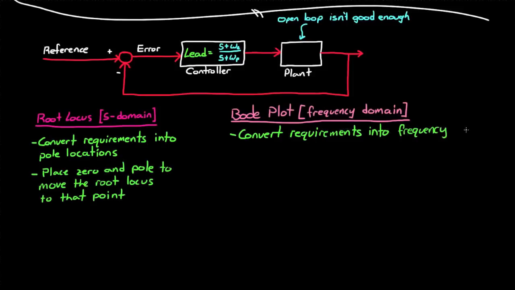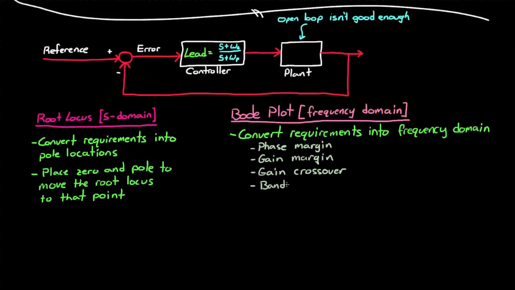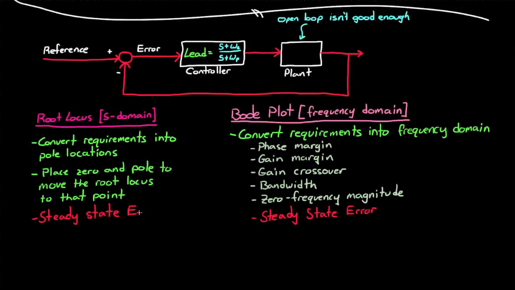Frequency domain requirements are things like the following: phase margin, gain crossover frequency, bandwidth, and zero frequency magnitude value. There's also a requirement of steady state error, but this is kind of a time domain requirement, but it applies both in the frequency domain here and in the S domain on the root locus method. And we'll talk more about that in a future video.